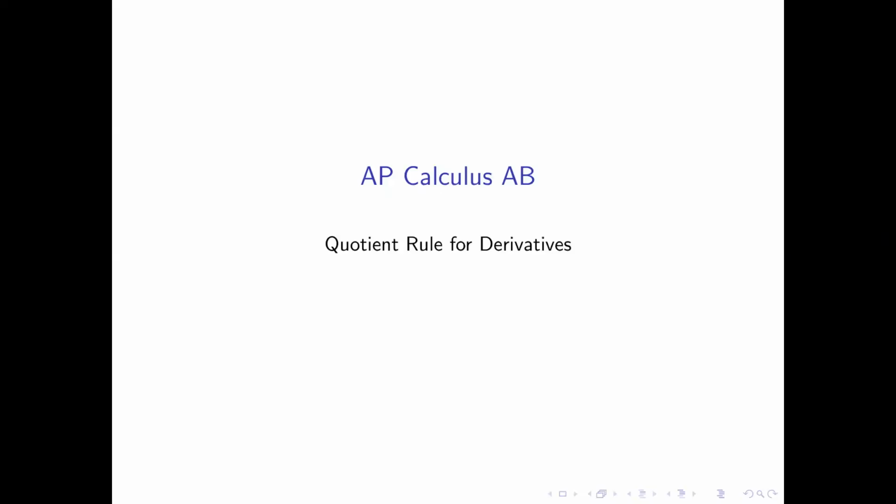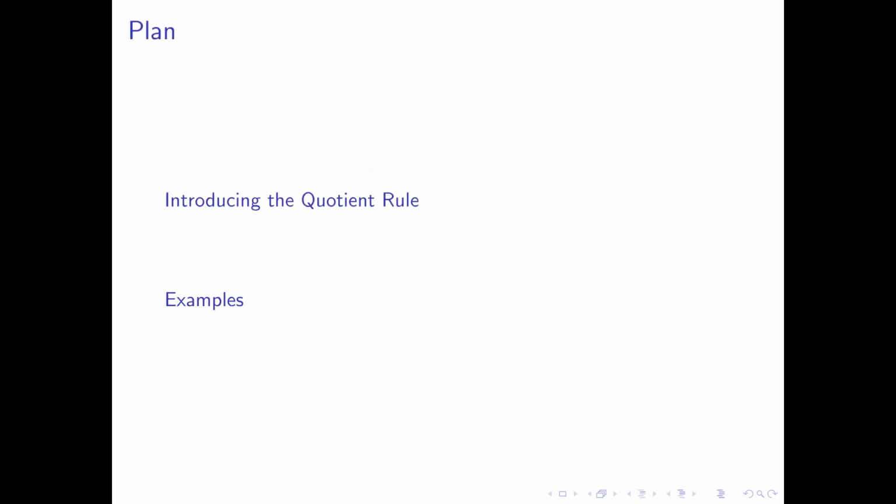In this lesson, we're going to introduce the quotient rule for derivatives. This will be the last derivative rule we need to find derivatives of arithmetic combinations of functions. We'll begin by introducing the quotient rule and looking at some ways to remember it, and then we'll look at a few examples of how to apply it.